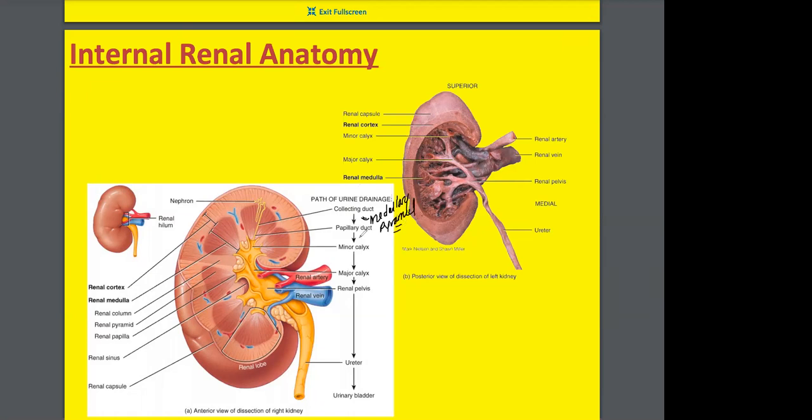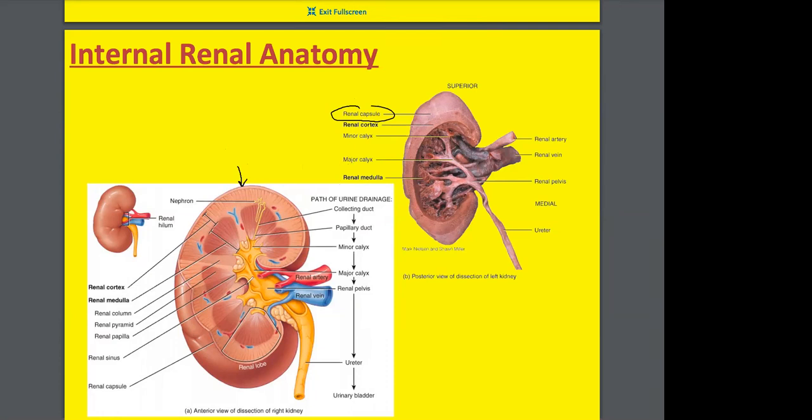All right, to the papillary duct. So this is the papilla, the minor calyx, the major calyx, the renal pelvis, and then on to the ureter, to the urinary bladder. All right. So we added a few extra things in here. So we added on the capsule. So we have the renal capsule here. So we want to know that that exists. So that's here. All right.